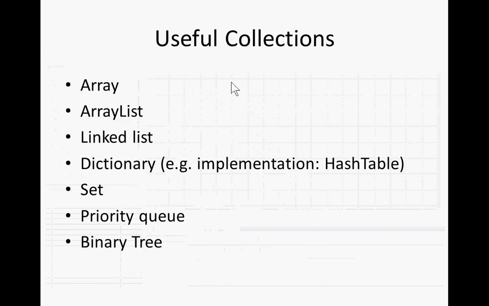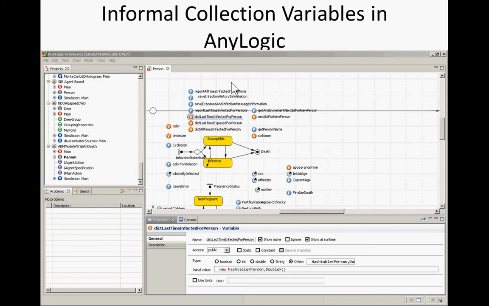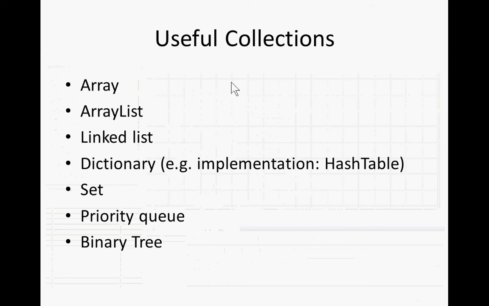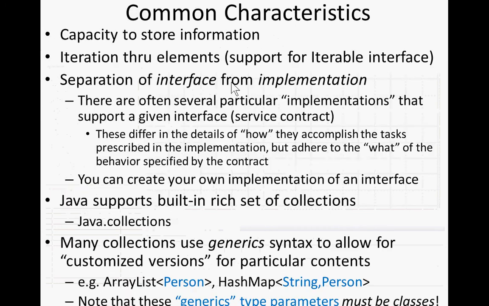So we're going to talk about some of these collections. Okay? So a dictionary is an interface, and a hash table is a way to implement it. I actually just say it's a dictionary here, but in fact, it is a hash table. Okay. So useful collections: arrays, array lists, linked lists, dictionaries, sets, priority queues, binary trees. We're going to try to hit these today.